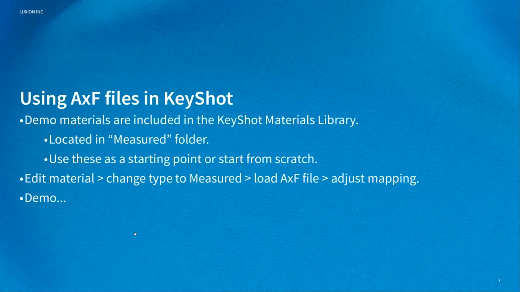And then for using AXF files in KeyShot, we do have some demo materials that are included in the library in the measured folder, and you can use those as a starting point. You can explore and see how they work, see what kind of parameters are offered for those. Depending on the material, you get a few different parameters there, or you can just start from scratch and change the material type to measured, load in an AXF file, and adjust the mapping. So why don't I show you how to do that?